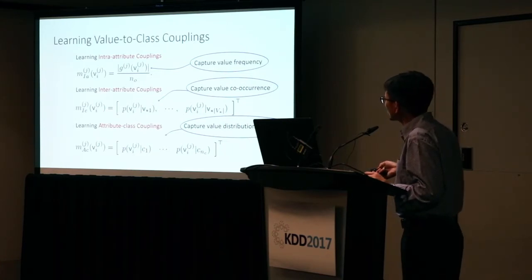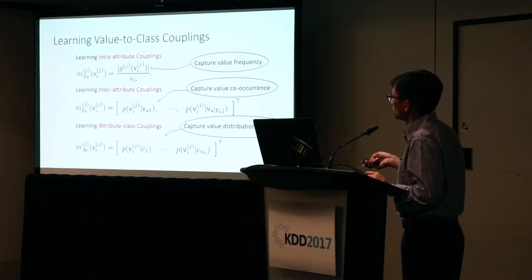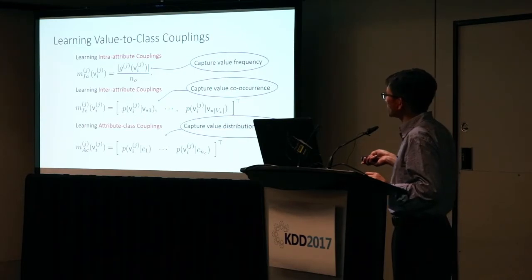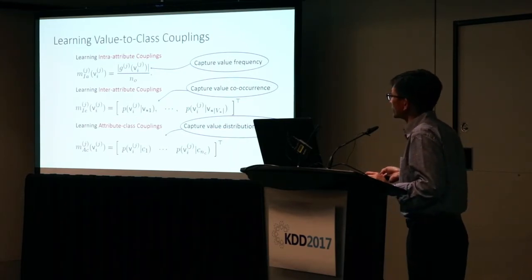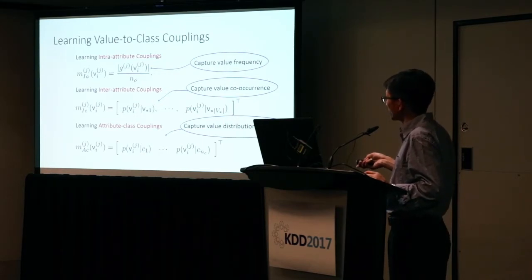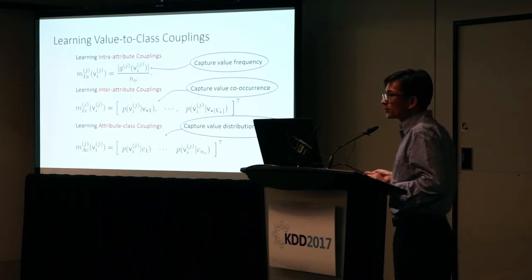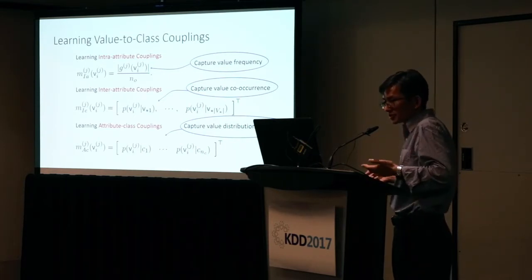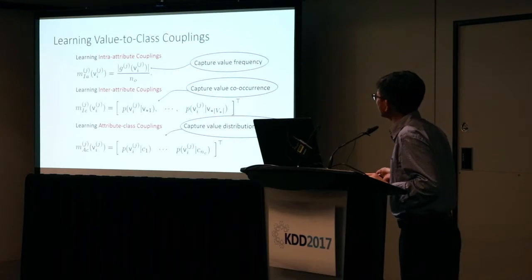And then the last one is the attribute class coupling. So basically we have a class, right? For the value, what's the relationship between the class, like class label C1, and this particular value Vij? So we calculate the conditional probability in the data for this particular class C1 and this value, right? So that's basically to capture the different types of coupling relation.